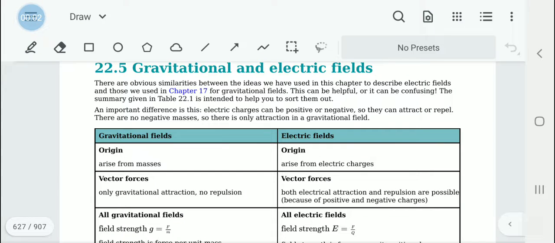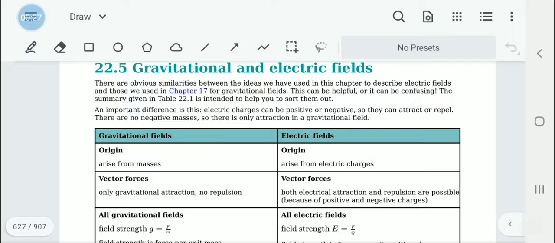Physics, chapter 22, theory video 4. Here we are going to compare electric fields and gravitational fields. We saw that there are many similarities between the two. So now we are going to figure out what these similarities are, and whatever the small differences that are there, we have to understand those.